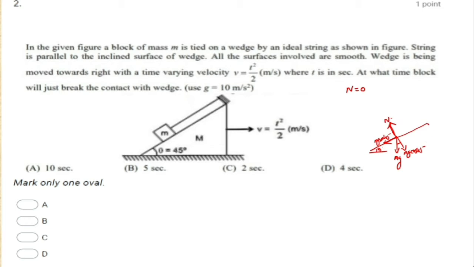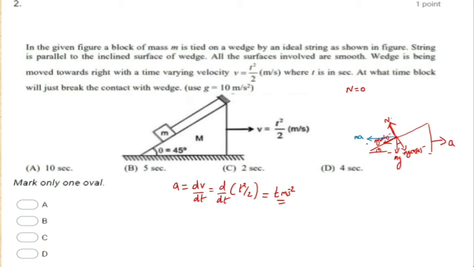Now the wedge is moving with a velocity, so we can say it is accelerating towards the right-hand side. What is the acceleration? Acceleration is equal to dv divided by dt, where velocity is d by dt of t square divided by 2. If you differentiate this, you will get t. The answer is t meter per second square. You can see here the wedge is accelerating towards the right, so there will be a pseudo force acting on the small m towards the left-hand side.